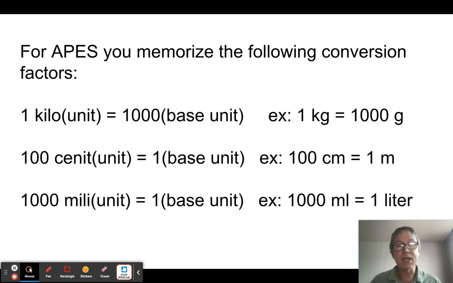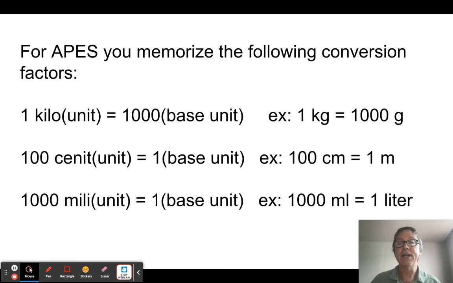So I will say there are certain things you need to memorize. Not a lot, but these ones here, and hopefully you've already memorized these. So you do need to know that the prefix kilo refers to 1,000 of the base units. So a kilogram is 1,000 grams, a kilometer is 1,000 meters, and so on.